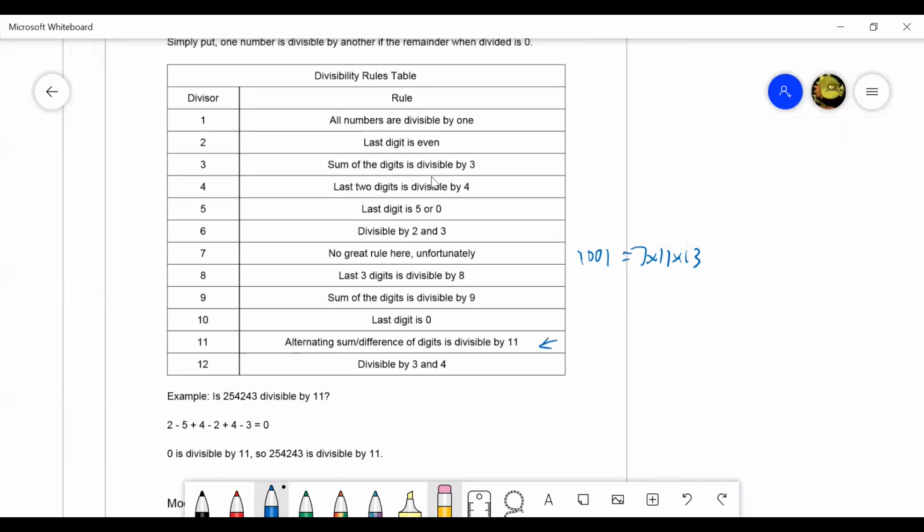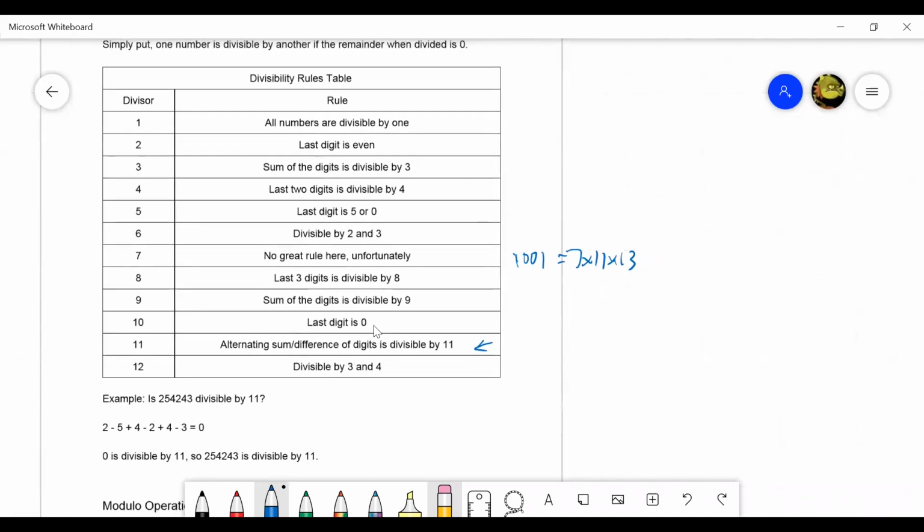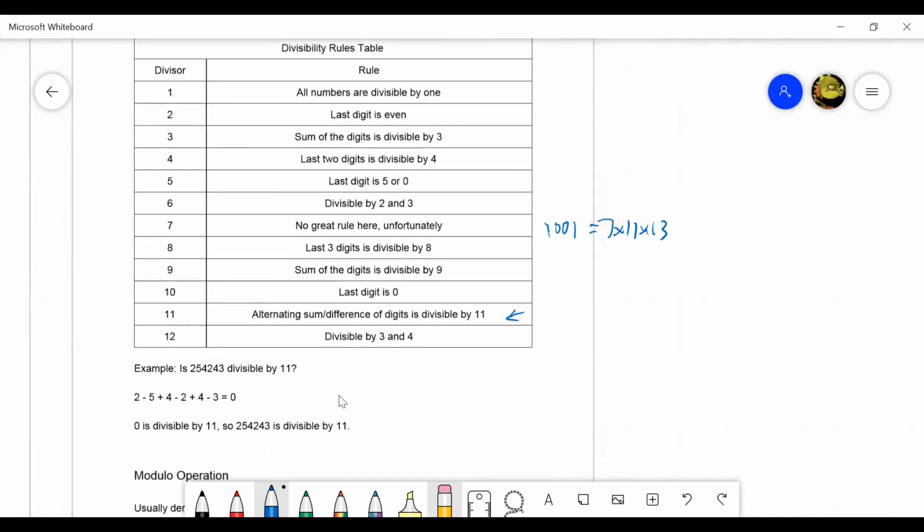One thing I do want to point out is 11. You'll see this one being tested a lot. It's that the alternating sum and difference of digits is divisible by 11. I gave an example right below it: 254243 is divisible by 11, and here you have what the alternating sum and difference of digits would be. You start at the left with your first digit, add that, then subtract the next one, then add the next one, subtract, and so on. And then you just keep doing that until you run out of digits.